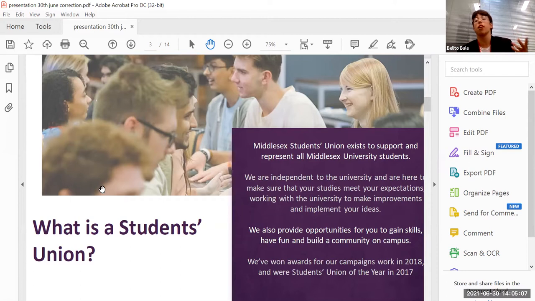Being a charity, separate from the university, is advantageous because we can provide a slightly different kind of support. But we also have lots that you can get involved with in terms of employability, which I'll talk about later, societies and groups, events and more. We offer experiences that make sure your time at Middlesex is as rich as possible. We're very proud to say that we've won awards for our campaigns in the past few years, and we were also Students Union of the Year in 2017. We're really proud of those achievements, and we make sure we keep up that reputation and are as inclusive and supportive of our students as possible.